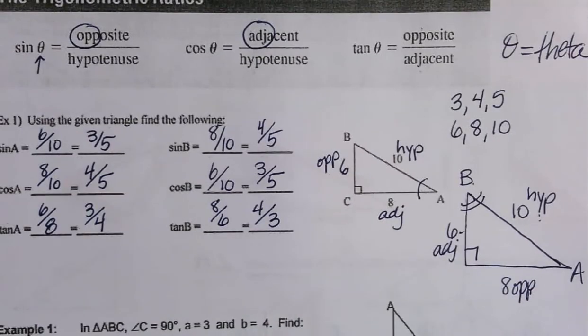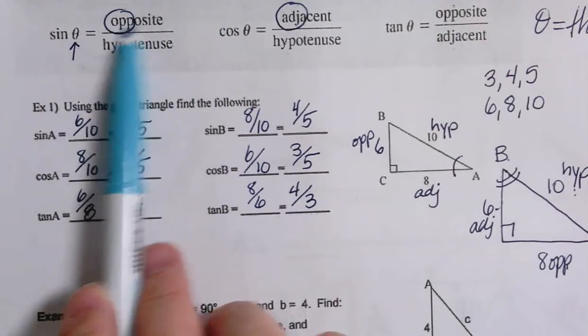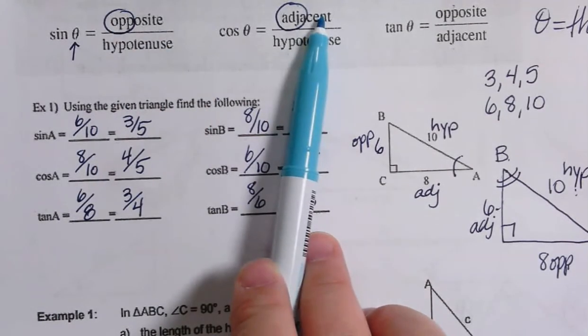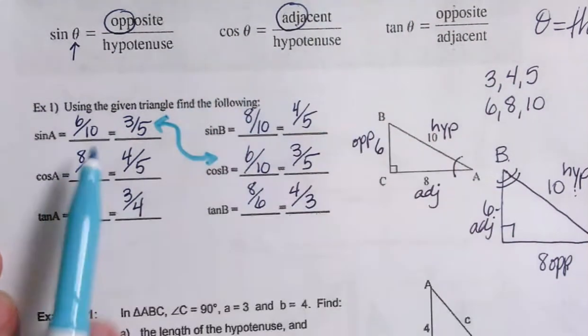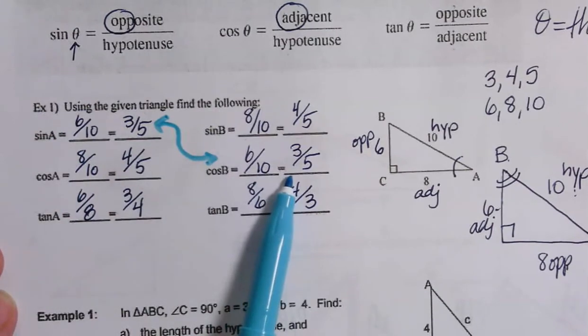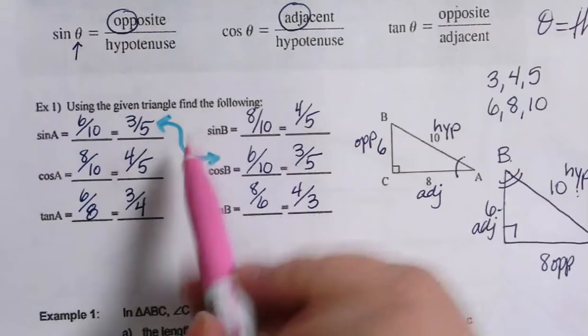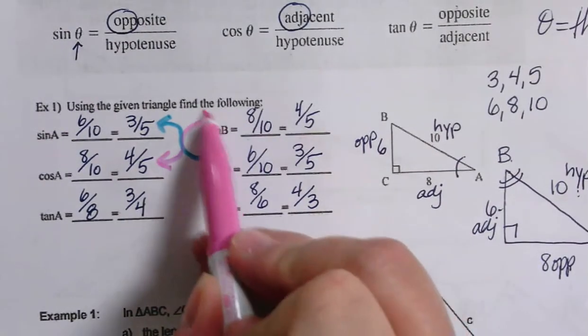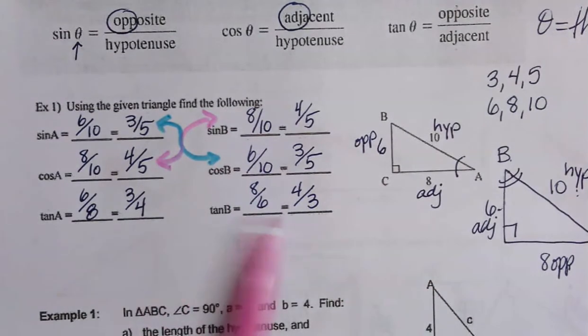So here are the patterns I want you to notice here. Since the opposite and the adjacent just trade places, and sine is based on the opposite, and cosine is based on the adjacent, but they're both over the hypotenuse, when you go from one acute angle to the other, the sine of one is the same value as the cosine of the other. Okay? The sine of angle A would be the same as the cosine of angle B. And that happens here too. The sine of B is the same as the cosine of A. What happens to the tangent?